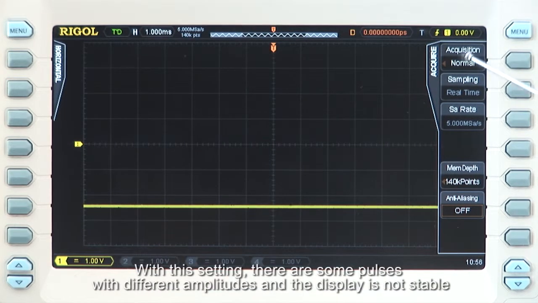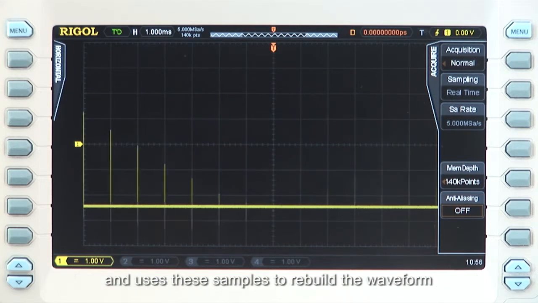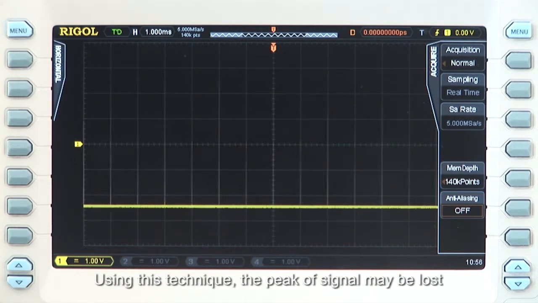With this setting, there are some pulses with different amplitudes and the display is not very stable. This is because the oscilloscope samples the signal at equal time intervals and uses these samples to rebuild the waveform. Using this technique, the peak of the signal may be lost.